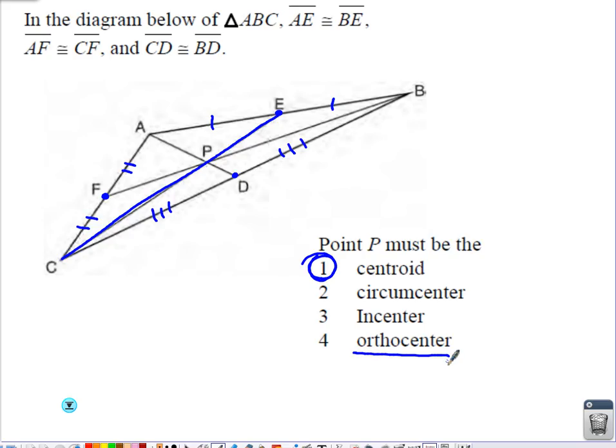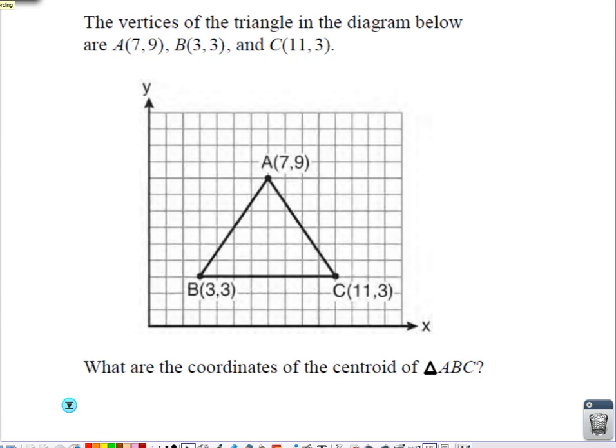We didn't do it in class. Orthocenter, though, is where the three altitudes cross. Not as useful, so that's where you can skip over it.